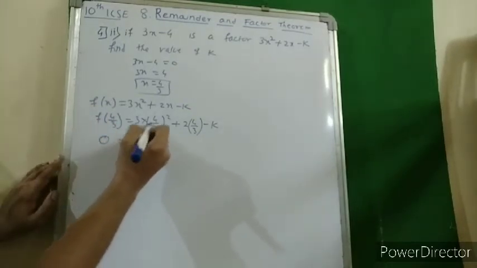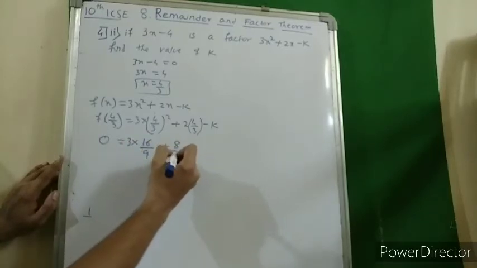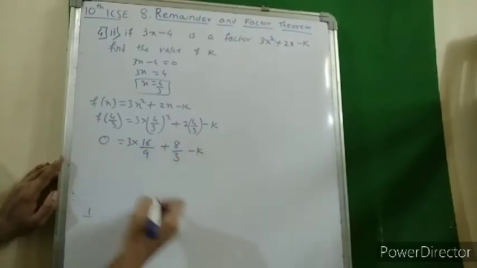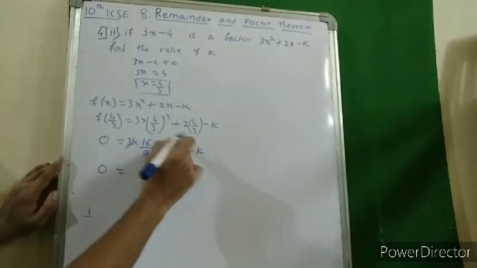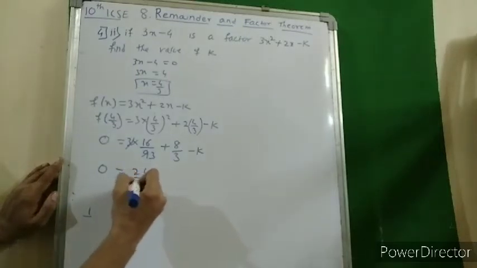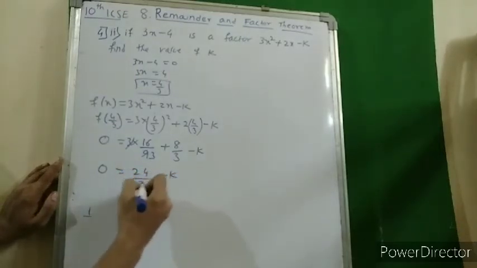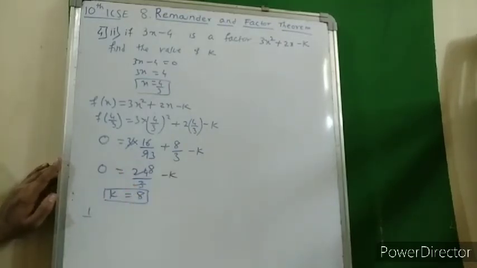So 3 multiplied by 4 square is 16, 3 square is 9, plus 2 fours are 8, 3 as it is, minus k, 3 ones are 3, 3 threes are 9, so 0 is equal to 16 plus 8, 24 upon 3 minus k, 3 ones are 3, 8 threes are 24, minus k will go there and become plus k, so the value of k is 8. So I can say that the value of k is 8 over here. Okay.